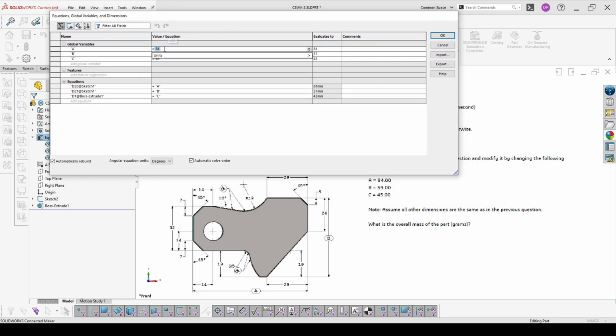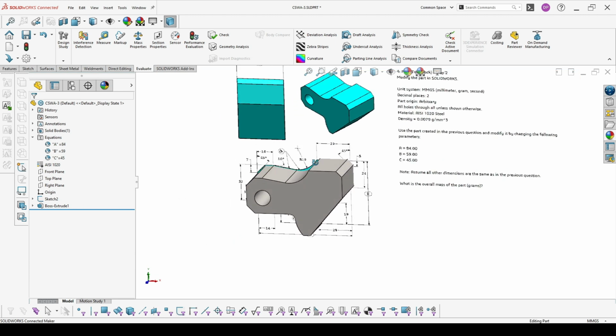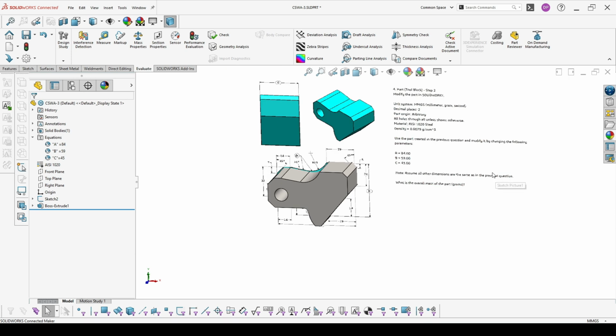A is becoming 84, B is becoming 59, and you see that my model is already changing for the new values, and C is becoming 45. Once you're ready, you hit OK. Just in case, rebuild the model.